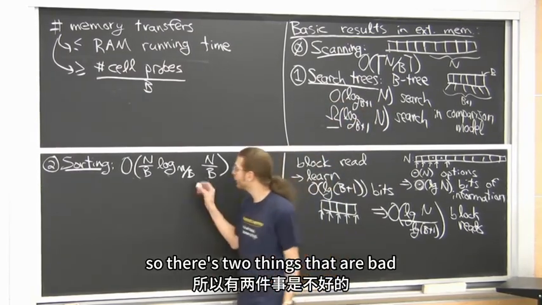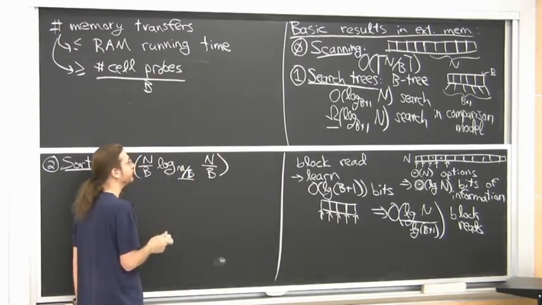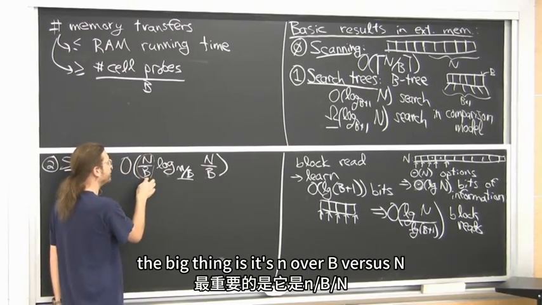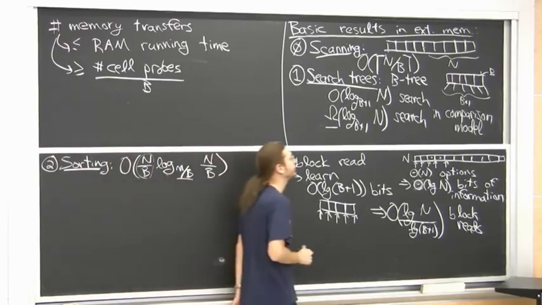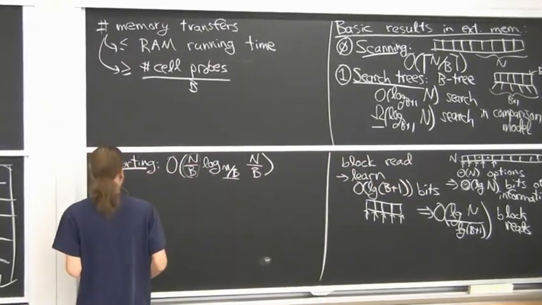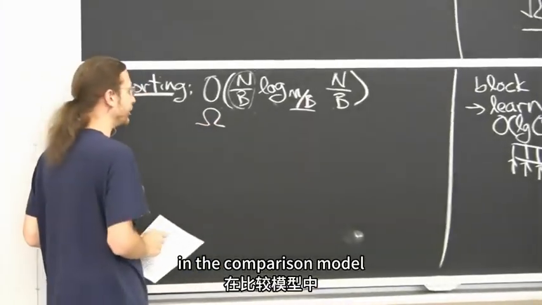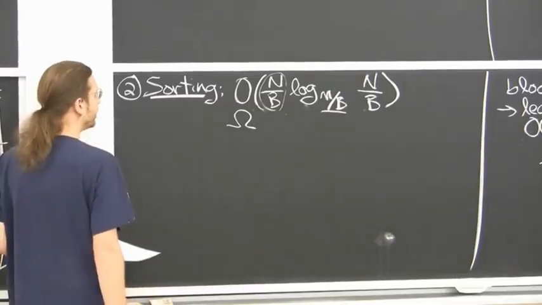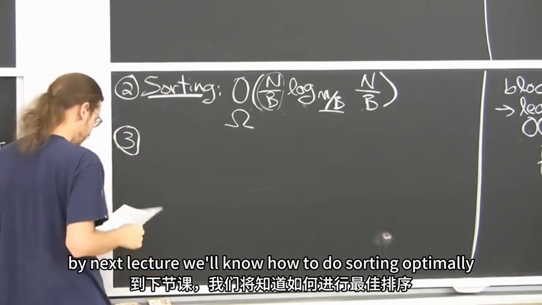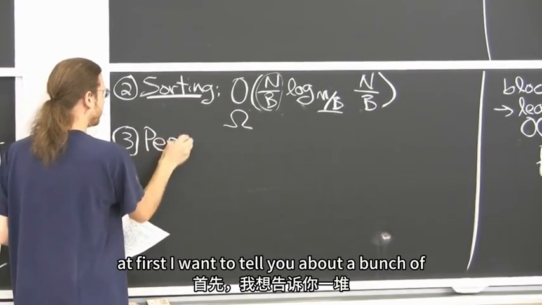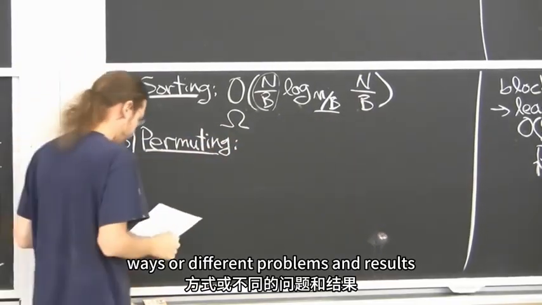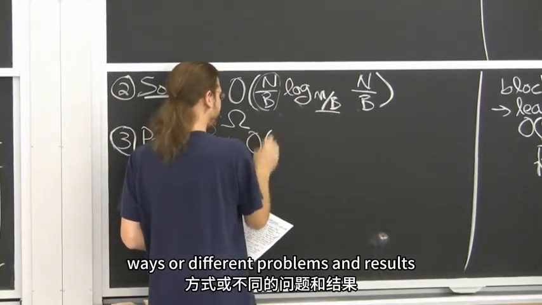So there's two things that are bad. One is that the base of the log is slightly off. It's b versus m over b. That's not so big a deal. The big thing is it's n over b versus n. We don't want to pay n. We want to pay n over b. There's also a matching lower bound in the comparison model, which we will not cover here. By next lecture, we'll know how to do sorting optimally. First, I want to tell you about a bunch of different ways, or different problems and results.